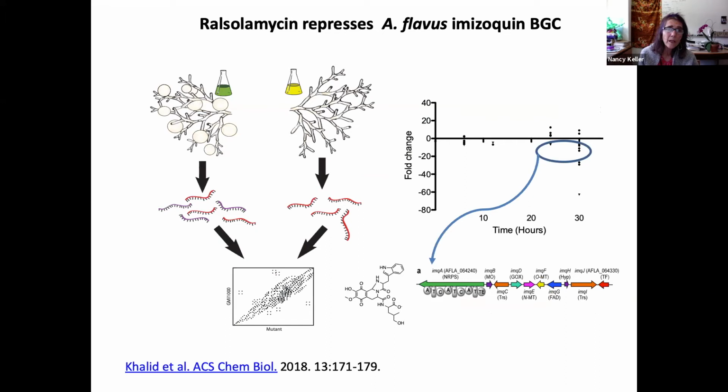Here again, we did another RNA-seq where we grew the fungus either with ralsolomycin present or without ralsolomycin, and we looked for genes that were significantly up or down regulated. One that was very interesting to us was a secondary metabolite gene cluster that is normally never expressed to high degrees in the fungus, and it was, to some degree, but it was down regulated by ralsolomycin. We were able to characterize this as a non-ribosomal peptide called imizoquin.